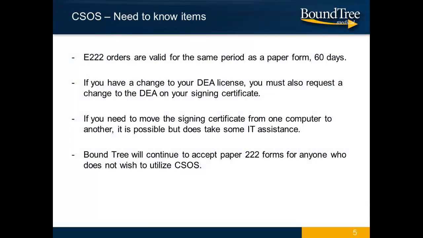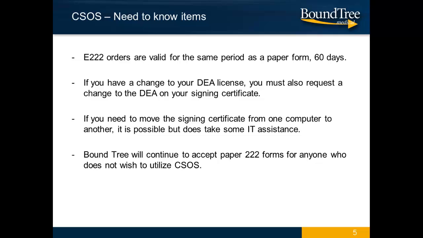There are a few things you need to know about Boundtree's E222 system. An E222 order is valid for the same period as a paper form, 60 days. If for any reason an order or part of an order cannot be fulfilled within 60 days, that order will be canceled. You'll then get a notice from the system when the cancellation occurs. You'll then need to log back into the system and start a new order.